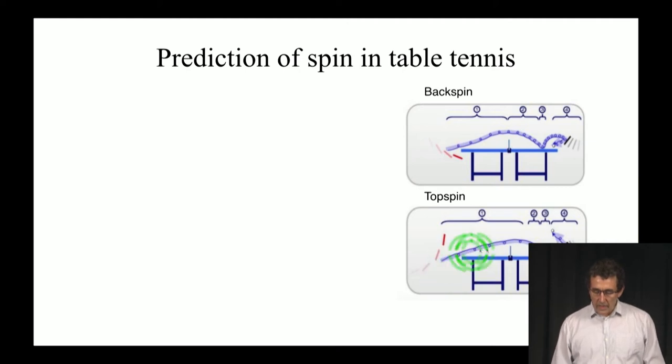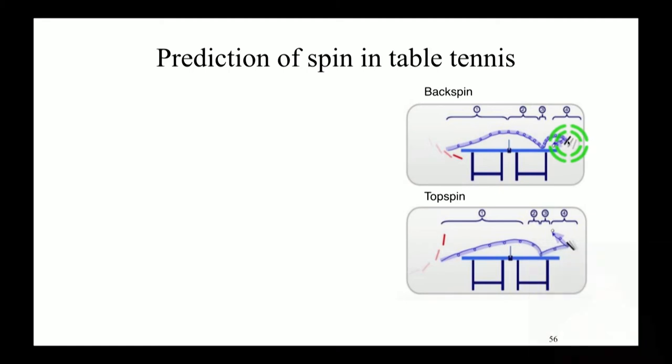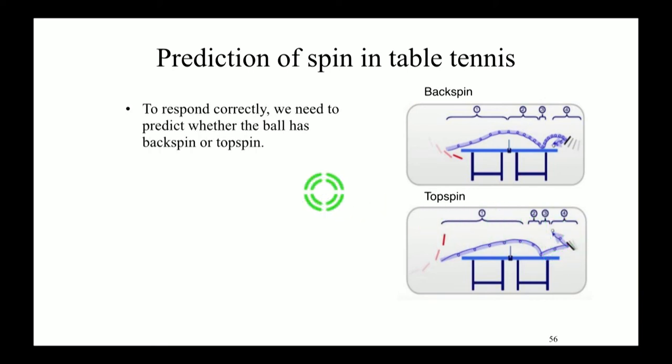Okay, and that spin determines a lot in terms of the response. If you know what the spin is, then you have a particular way that you're going to answer. You're going to answer up for backspin and down for topspin. Okay. So to respond correctly, we need to predict whether the ball has backspin or topspin. And by the time that the other player is actually hitting the ball, that might be too late. And we might not actually be able to see how he's hitting the ball.